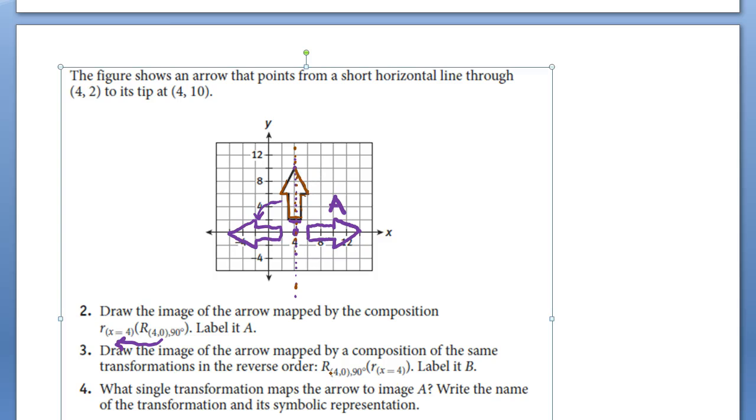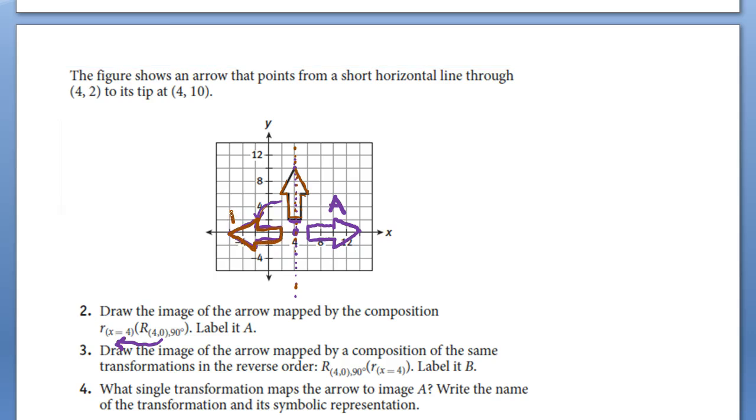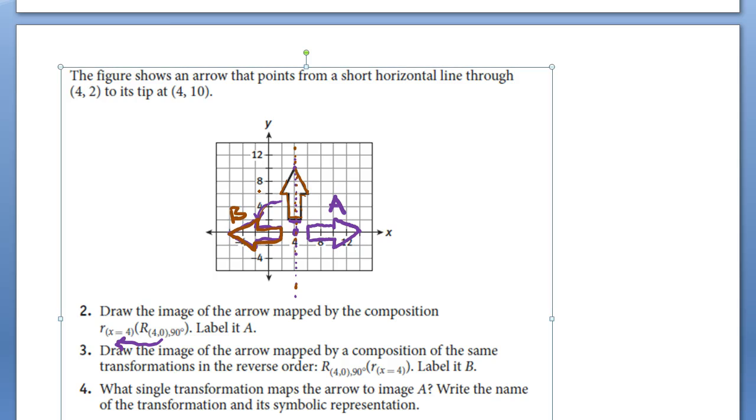Then let's do the rotation. So that arrow is going to rotate and land here. Label that figure B.